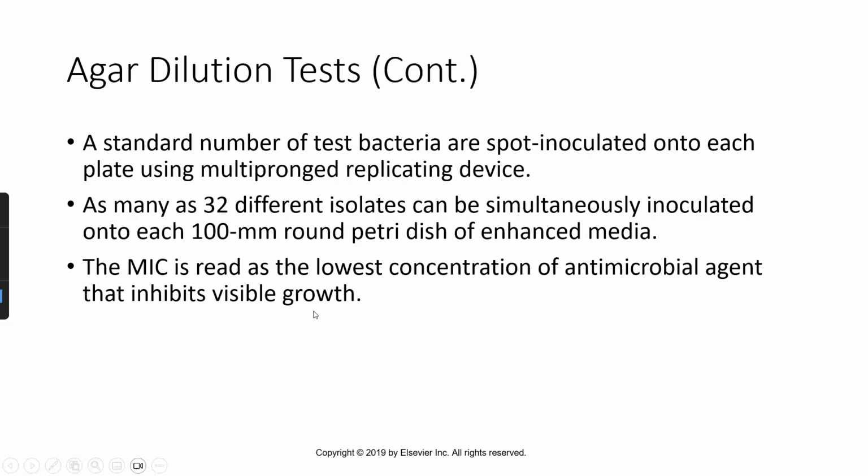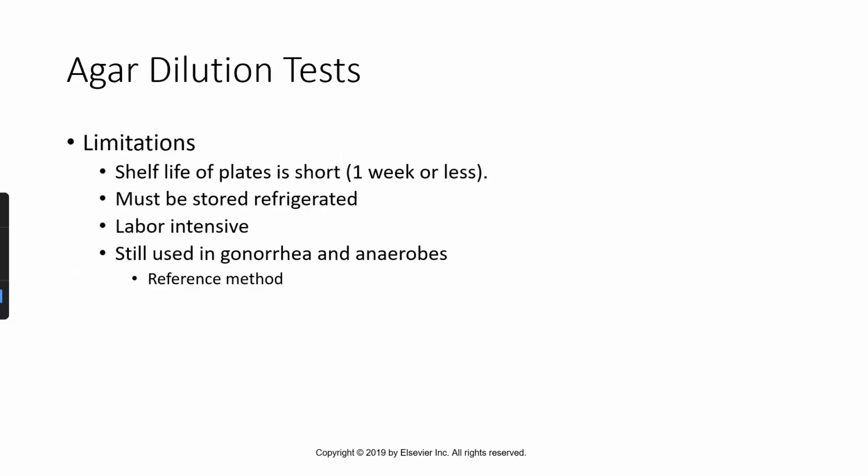So as many as 32 different isolates can be simultaneously inoculated onto each 100 millimeter round petri dish of enhanced media. The minimum inhibitory concentration is read as the lowest concentration of antimicrobial agent that inhibits visible growth. So we would look at the plates and where the bacteria is growing or not growing. We would track that colony and what it looks like on the 1 plate, on the 2 plate, on the 3 plate, on the 4 plate, and see where did it start growing again, or where did it stop growing?